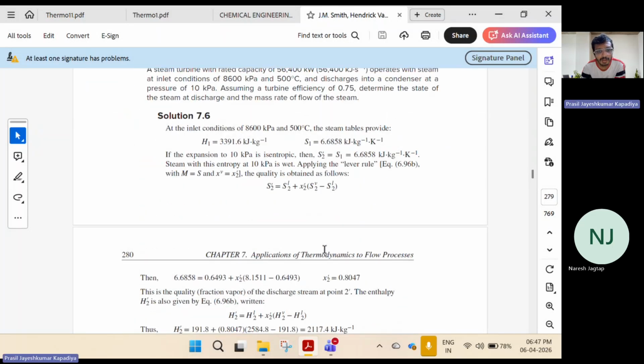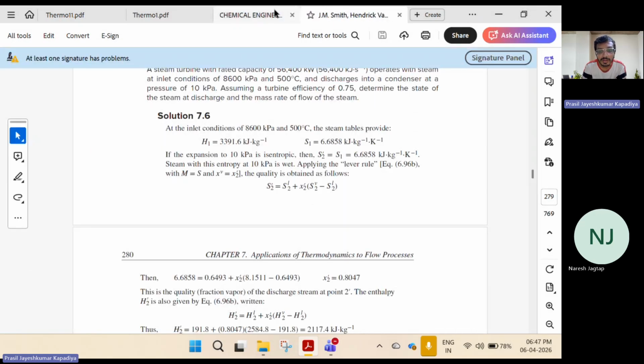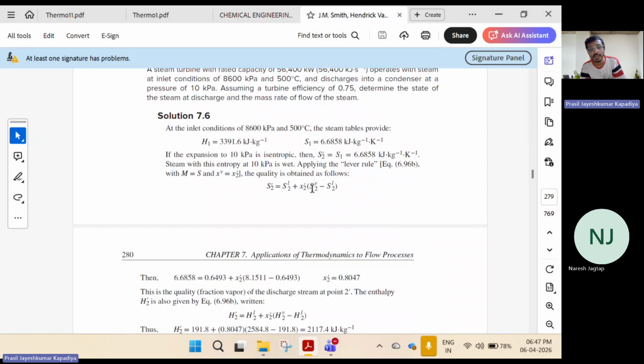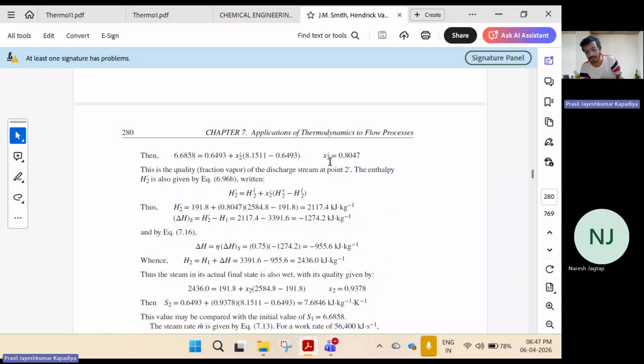It may seem a bit confusing. So what do we do here? First, at the given temperature and pressure, I get the H1 S1 values. Now, from S1 we have S1 is equal to S2 prime. So S2 prime is equal to S2 liquid plus X2 prime times (S2 vapor minus S2 liquid). We are at 10 kilopascal, so at 10 kilopascal we know these two properties, S2V and S2L. From there we can find X2 prime, the quality of the steam.